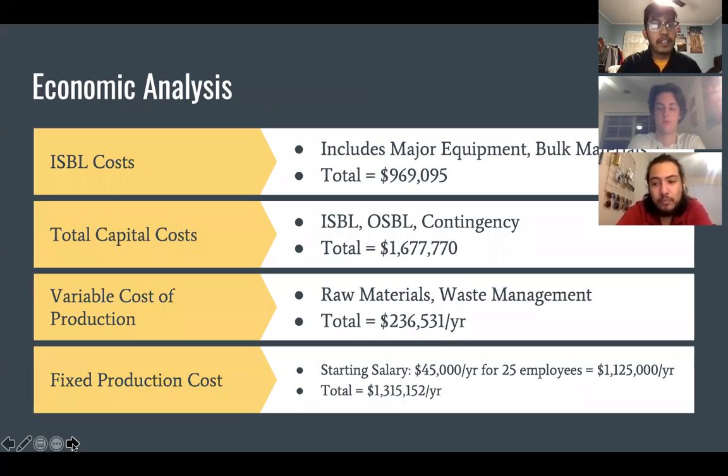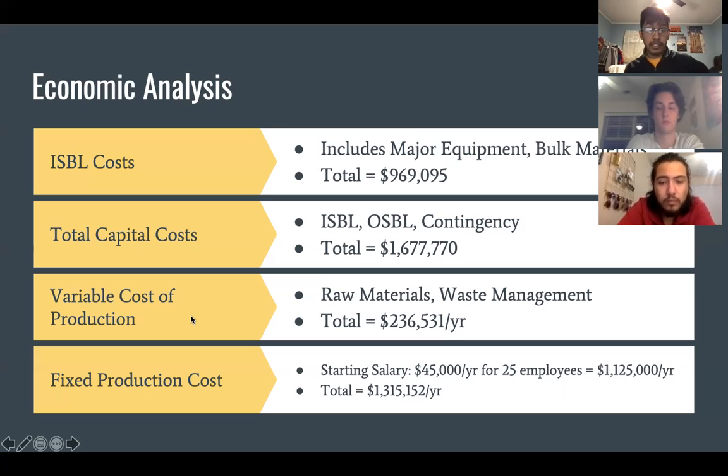All right, so in our economic analysis, the inside battery limit cost includes the major equipment such as the crystallizers, the low pressure presses that Armando just mentioned, added with the bulk materials such as PVC pipes and whatnot. That totals to over $960,000. The inside battery limit costs are added to the OSBL, which was found as 40% of the ISBL. We estimated that. And the contingency, all of that is added together to find the total capital cost of our process, which is over $1.6 million.